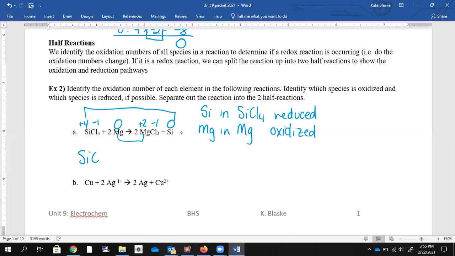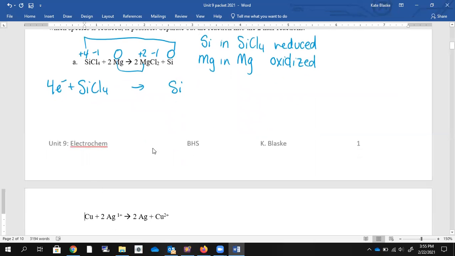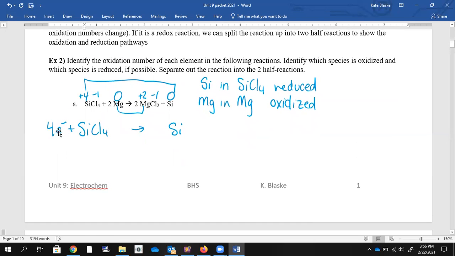So silicon chloride went to silicon. We said that that was reduced, so we gained electrons. We went from +4 to 0, so that was a change in charge of 4, which means that we had to add 4 electrons to this reaction to make that happen. Now, it looks weird because it is not balanced, because we've got this chlorine sort of hanging out there. What's going on with that? Don't worry about that right now. We really just want to sort of keep track of these electrons, right?